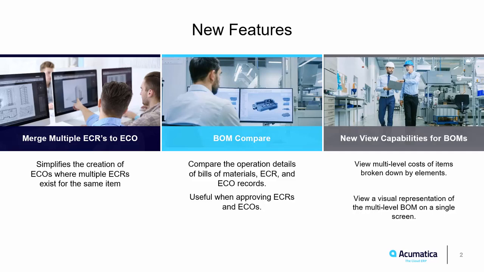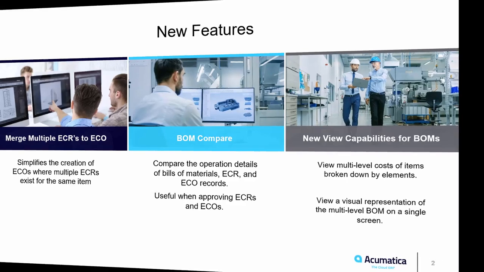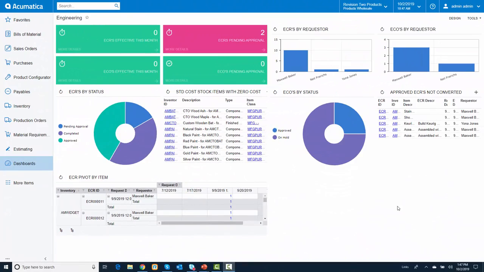The multi-level BOM report now includes the option to print the multi-level bill of material with the cost of each level broken out by cost element. With the new multi-level BOM form, we can see a visual representation of a multi-level bill of material on a single screen. To demonstrate this new functionality, we're going to start on the engineering homepage.